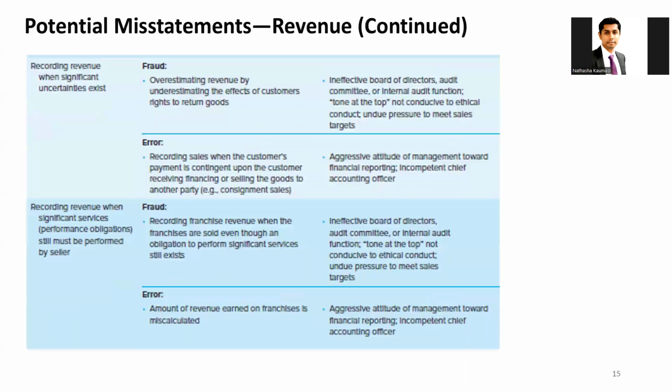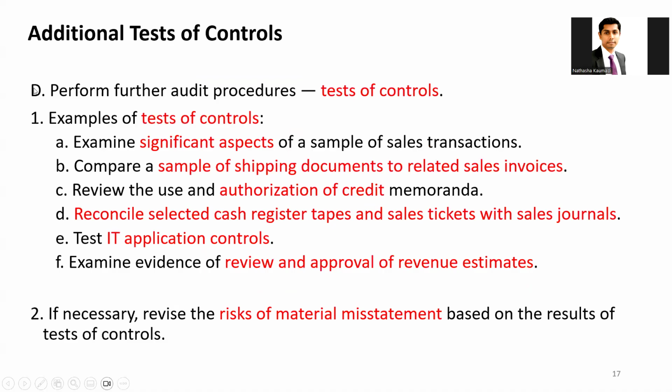So now, letter D, that's how you do it. Letter D, now you are trying to perform the audit procedures. Now we designed the audit procedures. We decided what to do. Now we are performing, right? So coming under that, you perform test of controls. You try to test the controls. Examples of test of controls.